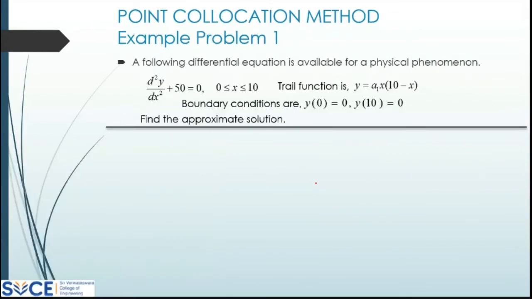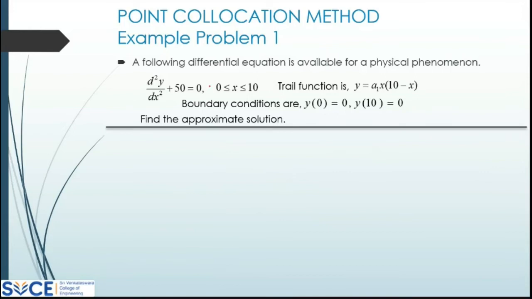Okay, let me consider this problem. Actually, this problem is a 16-mark problem. As I told you earlier, you have to solve it in all the 4 methods: point collocation, subdomain collocation, least square, and Galerkin. So I split up this problem, I have taken 2 problems, so that you can easily understand it in terms of different categories. So let me consider this problem.